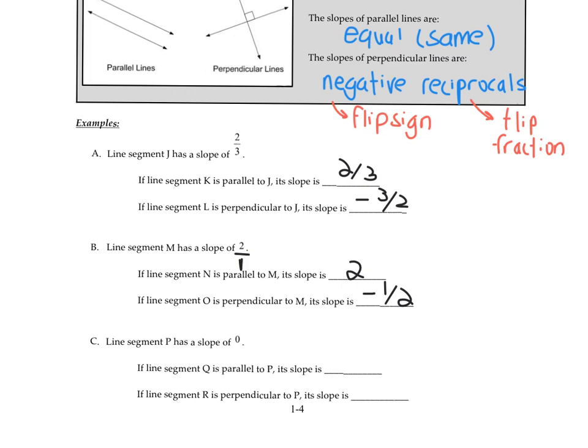And now our last example. Line segment P has a slope of 0. So if line segment Q is parallel, then the slope is also 0. And I'm going to make a note just to recap. When our slope is 0, we have that horizontal line. If line segment R is perpendicular to P, then its slope is going to be undefined. If we know our line segment is originally horizontal, the perpendicular is automatically going to be vertical, and any vertical line has an undefined slope. And again, I'm going to make a note that that is vertical. And that's it for your slope review.